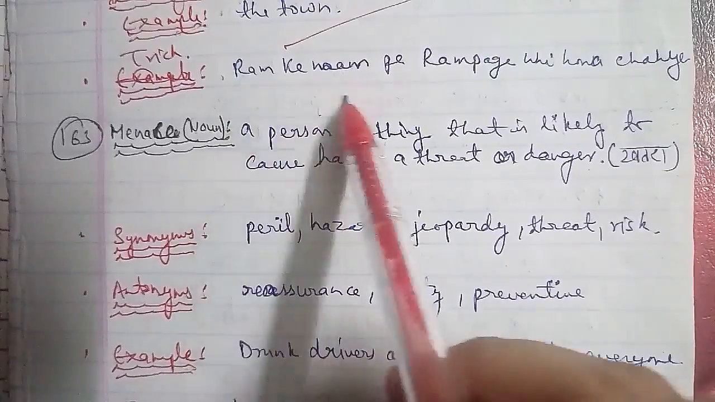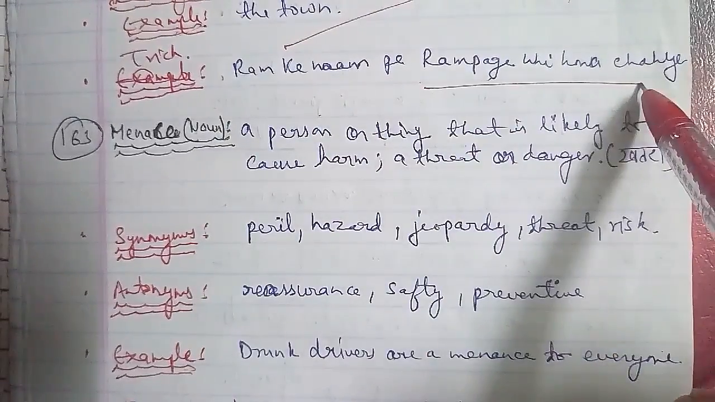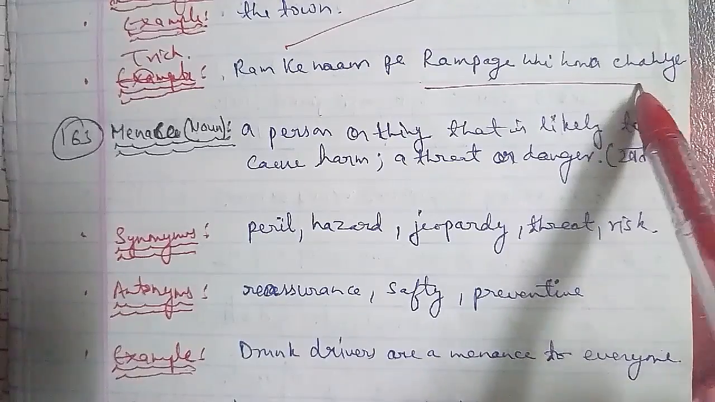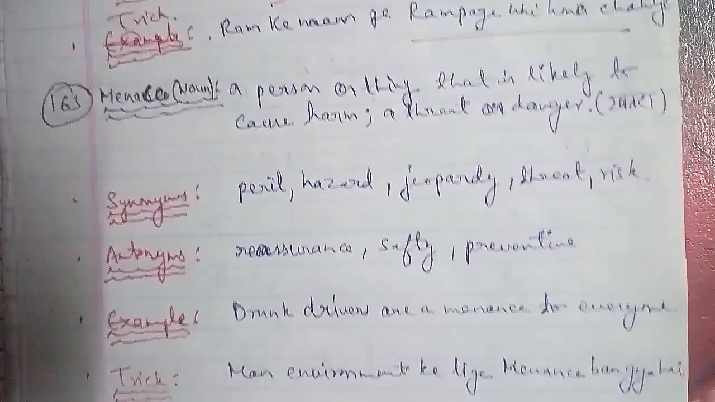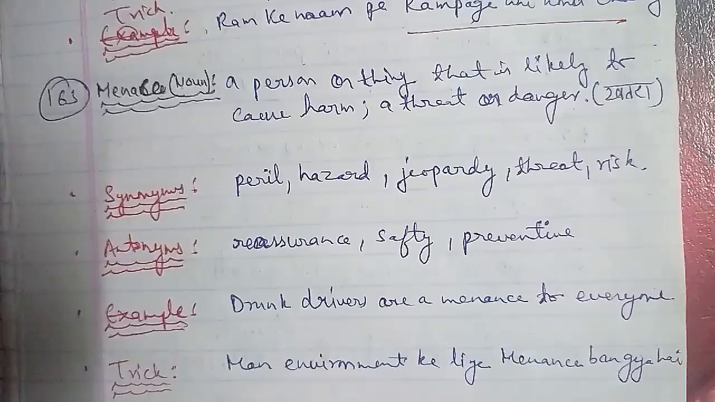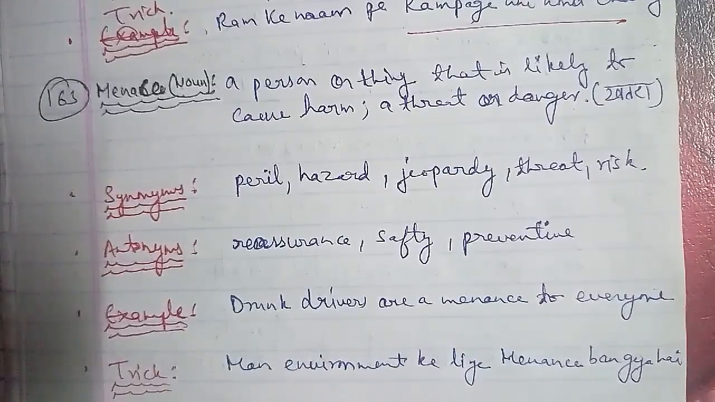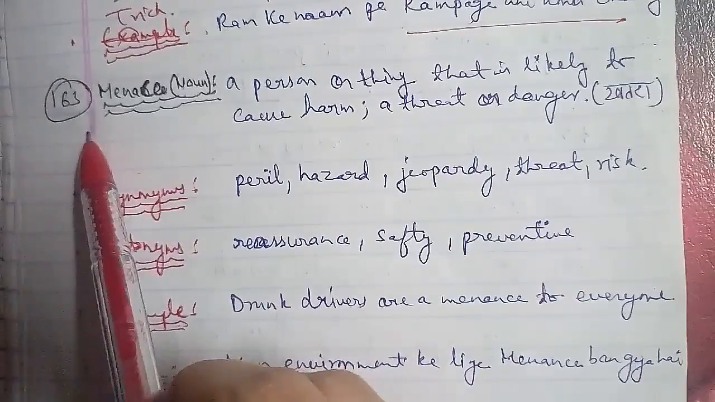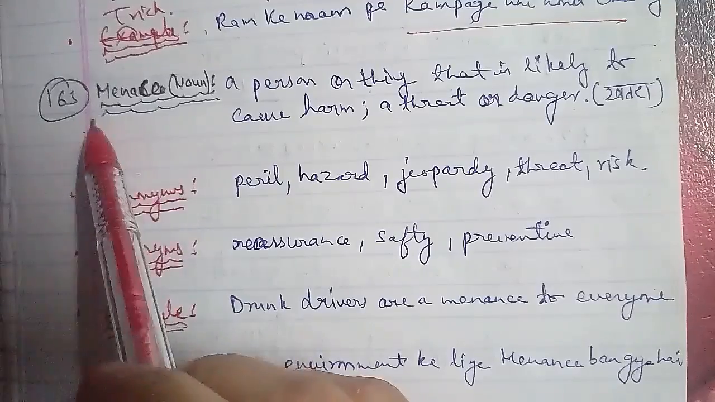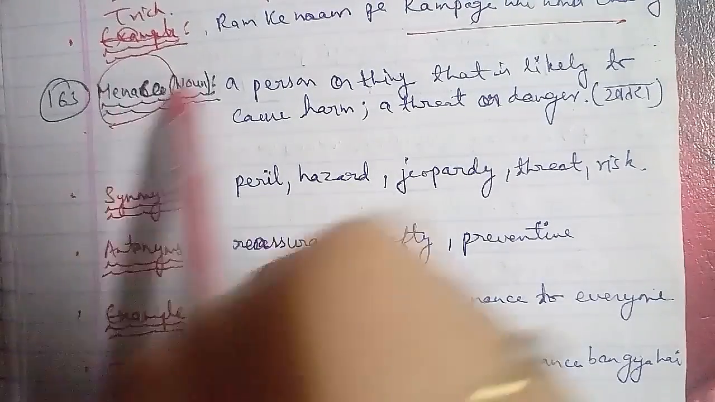Menace is a word that is used as a noun, and the menace meaning is a person or a thing that is likely to cause harm, a threat, or a danger. Menace, we can use the word where a person or a thing is likely to cause harm. Okay, a threat is there or danger is there.